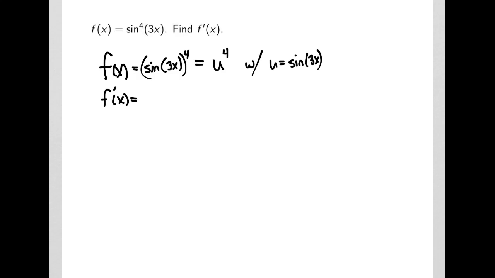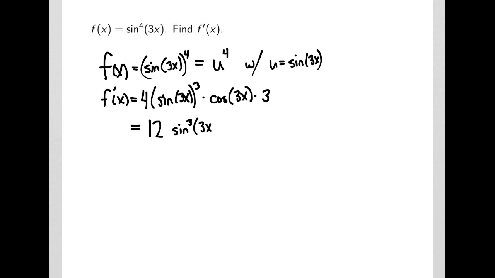And so my derivative would be 4u cubed, 4 sine of 3x cubed, now times the derivative of what was inside, that's the du dx. And the derivative of the sine is the cosine of 3x. And then times the derivative of what's inside, 3x has a derivative of 3. So my final answer is 12 sine cubed of 3x times the cosine of 3x.